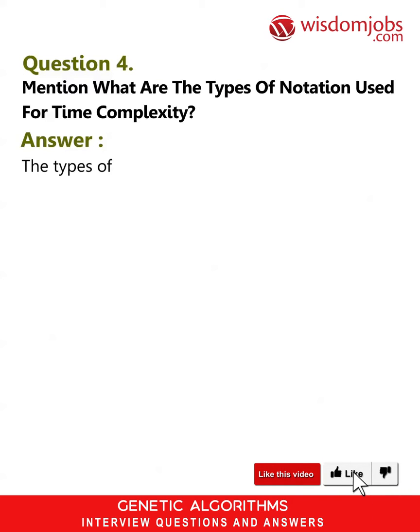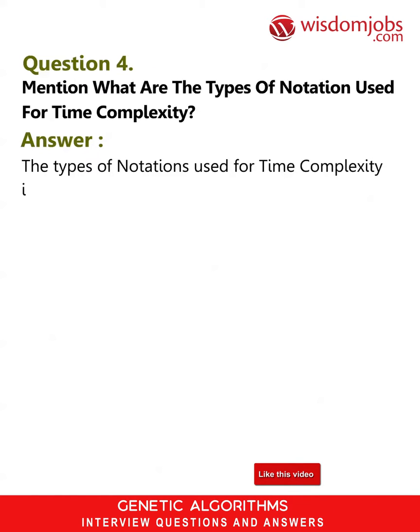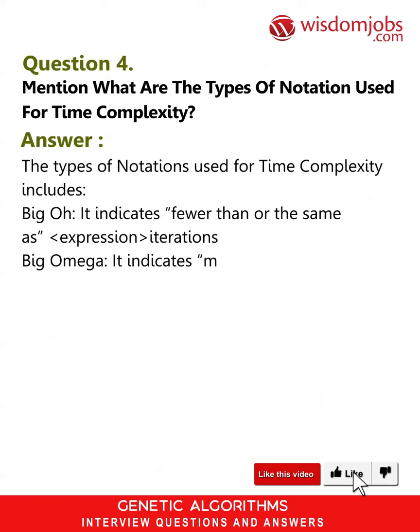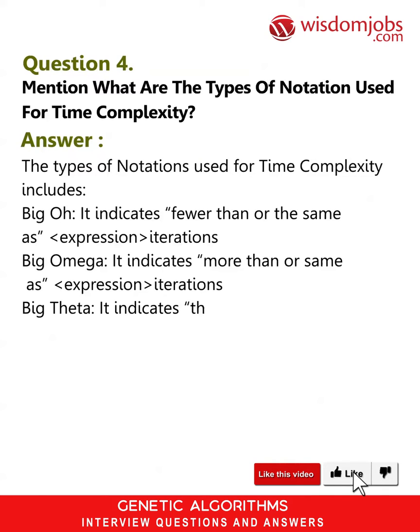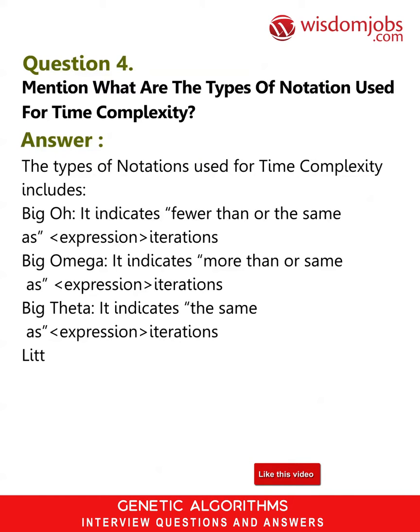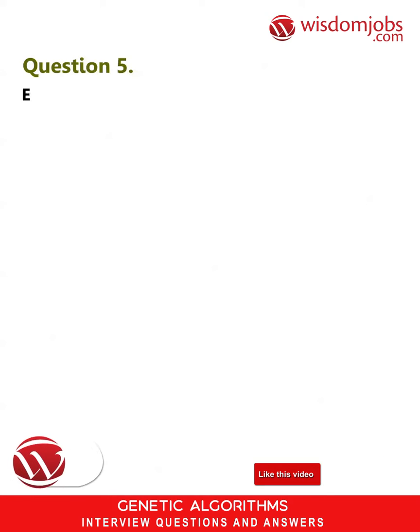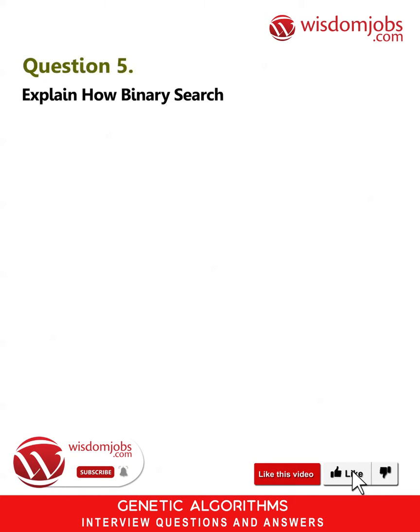Answer. The types of notations used for time complexity include big O, which indicates fewer than or the same as expression iterations; big omega, which indicates more than or the same as expression iterations; big theta, which indicates the same as expression iterations; little o, which indicates fewer than expression iterations; and little omega, which indicates more than expression iterations. Question 5. Explain how binary search works.